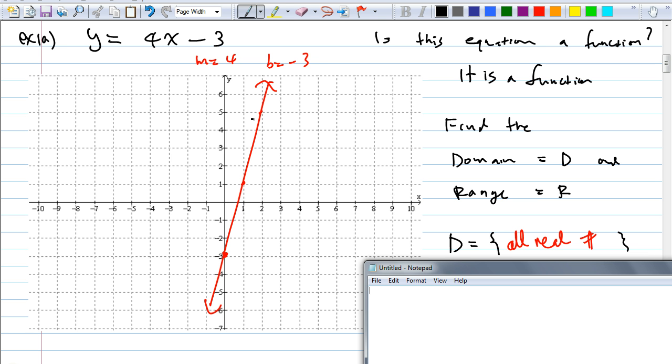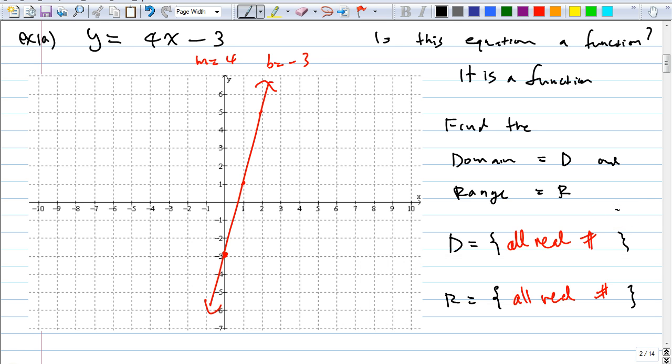But are those 3 points the only range that we have? No. This line is connected and it extends forever. What's going to be my range for this? Yes, sir. All real numbers again. Would you not agree? You give me any y, you could find a point that has that y value because this line goes on forever in both directions.